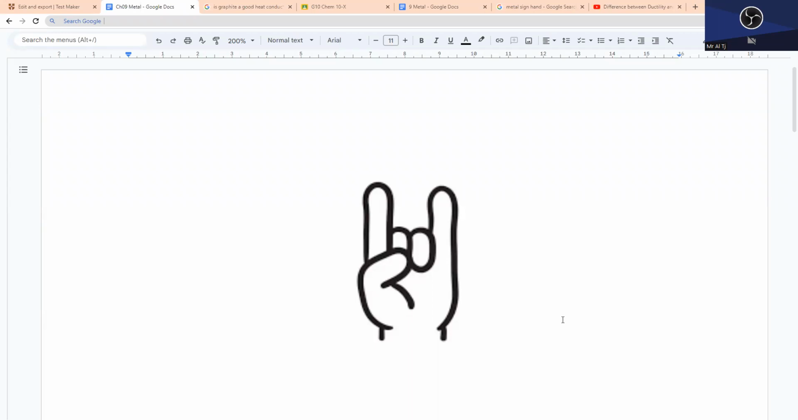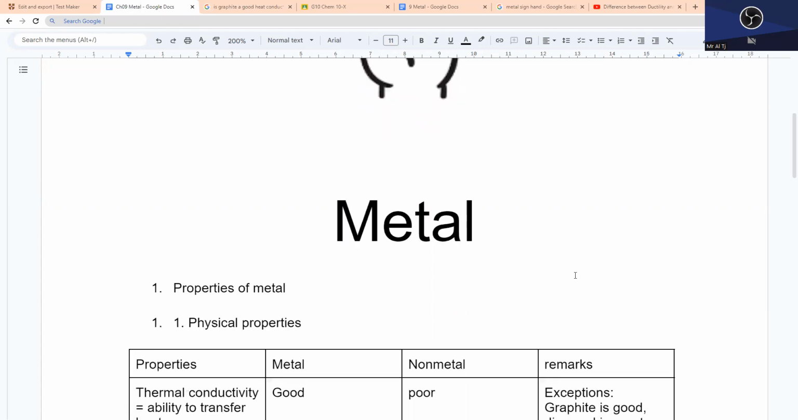Okay, so here we are. We are going to our first topic here in chapter 9. So this chapter is about the metal. Now the first subchapter we're going to discuss is about the properties of metal.